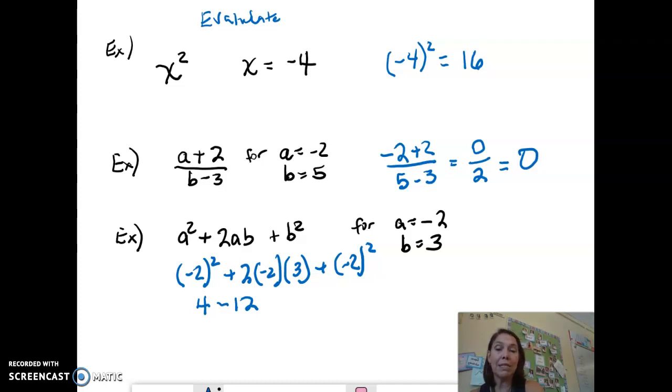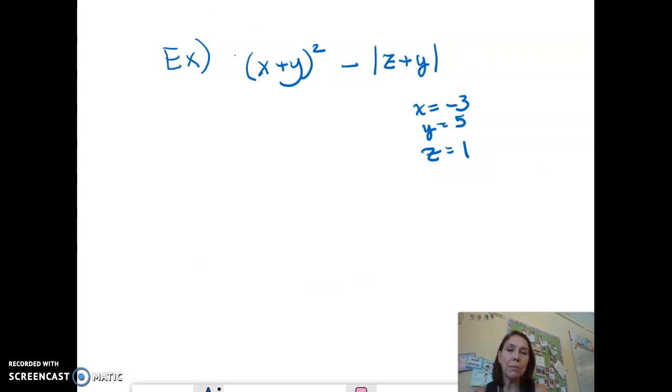And then I'm going to do this last exponent. Negative 2 times negative 2 is plus 4. Back to channeling your 6th grade math teacher. We're just going from left to right reading. That's a positive 4 minus 12 is a negative 8. Negative 8 plus 4 is a negative 4. So I'm going to land at negative 4 on the number line when I do that arithmetic.